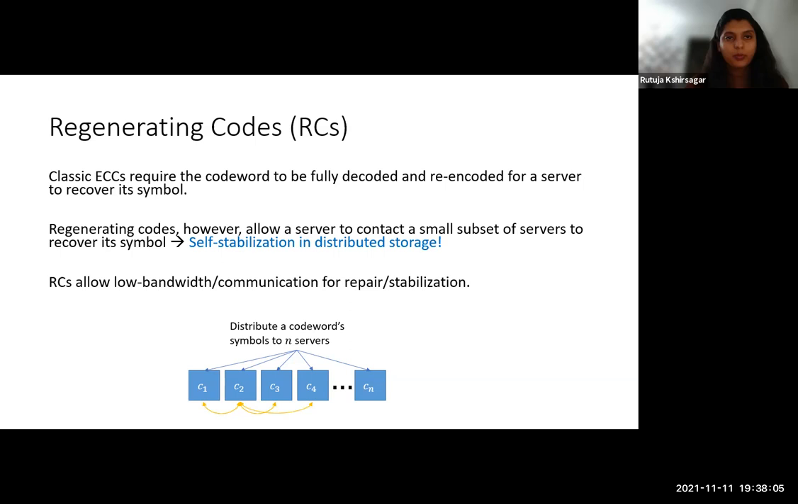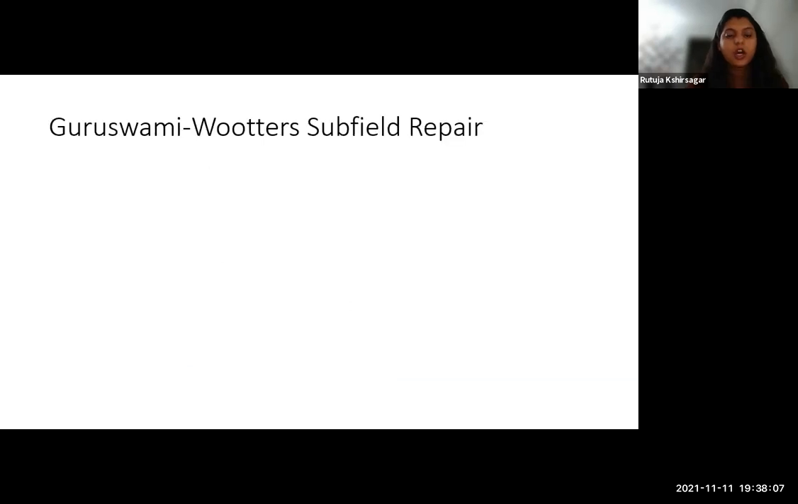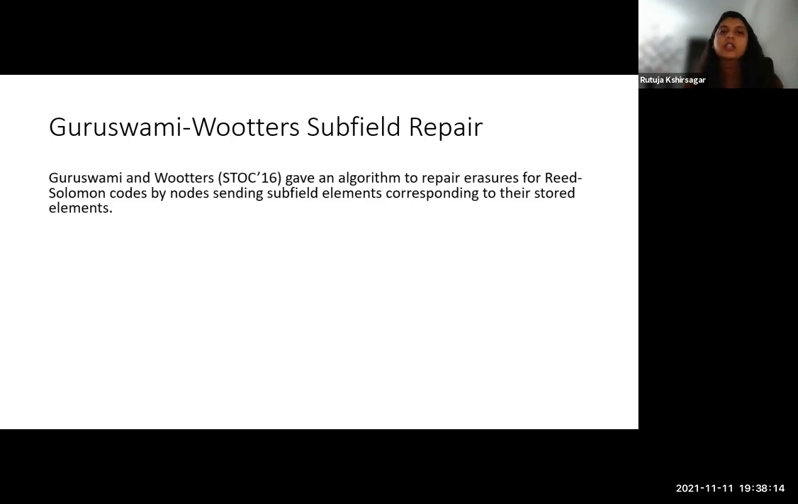Another popular type of error correcting codes are the Reed-Solomon codes. And in 2016, Guruswami and Wootters gave a decoding algorithm for these codes, which accesses the subfield structure of the field over which the Reed-Solomon codes are defined.